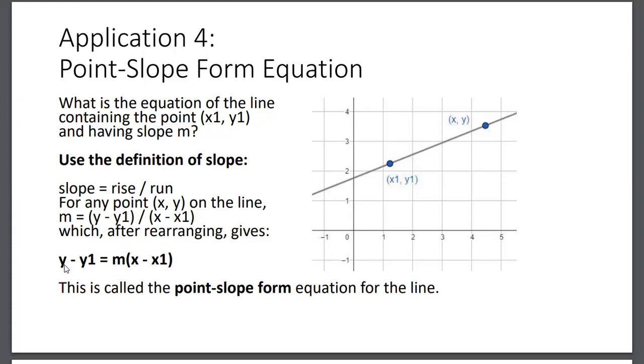Rearranging this equation, we get y minus y1 is equal to m times x minus x1. This is called the point slope form. The point is x1, y1, slope m, form equation of a line.